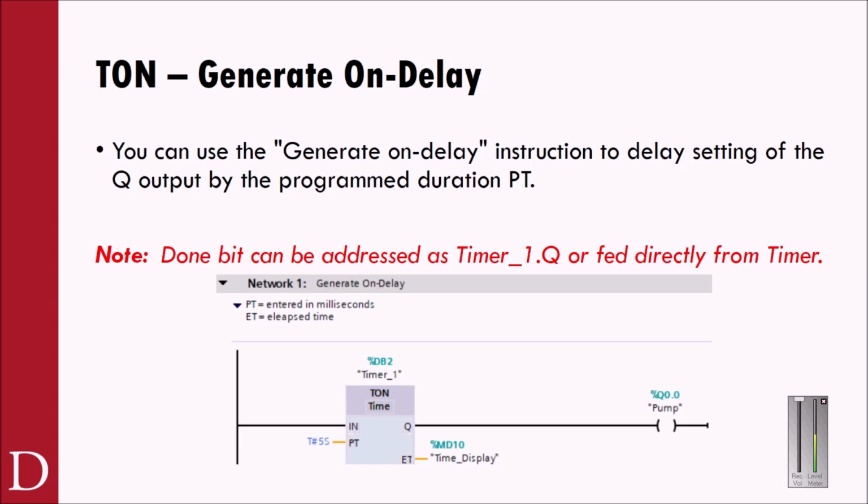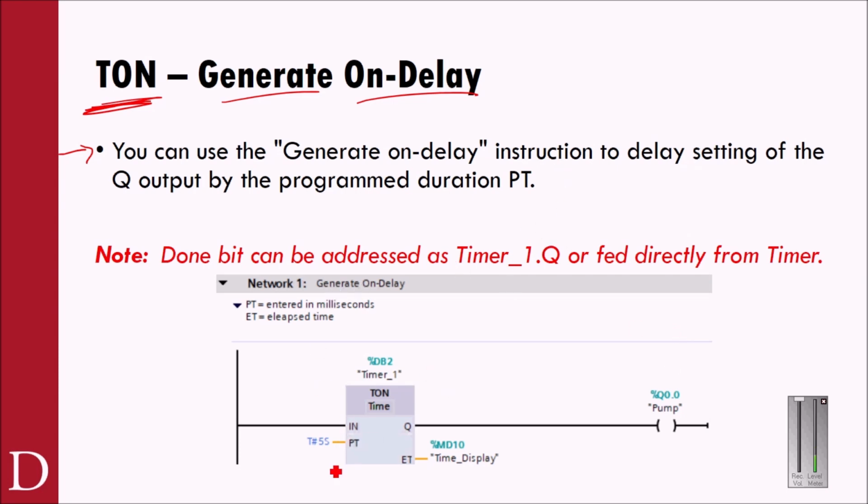All right, so timers are the same as what we've used in the past. Not much has changed. We can still use a TON timer. You will see reference to some different terminology where Siemens will call this generate on delay. What does that mean? It really means a timer on delay or an on delay timer. And their definition of this is you can use the generate on delay instruction to delay setting of the Q output by the pre-programmed duration in the preset time.